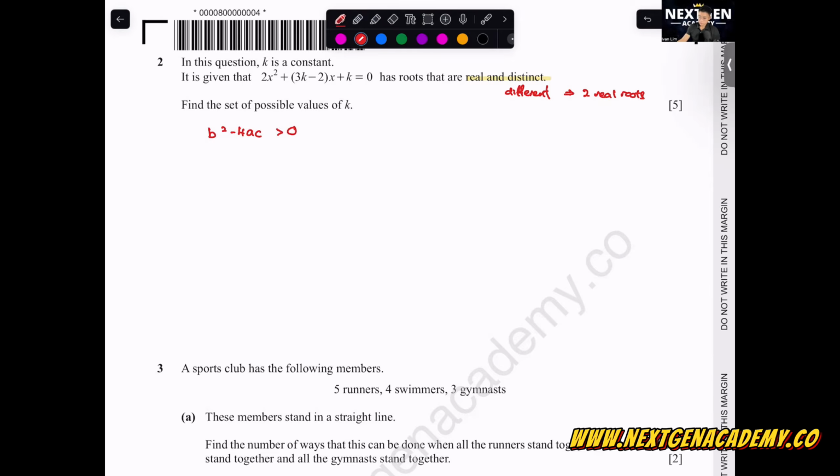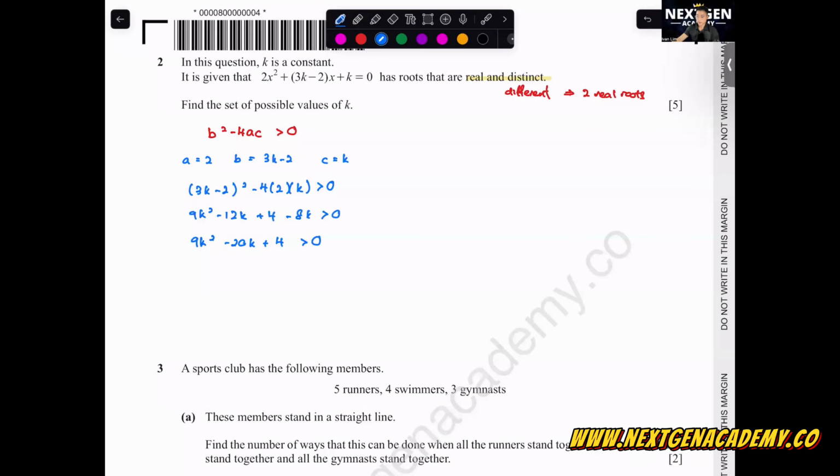So what is your a, b, and c? a equals 2, b equals 3k minus 2, c equals k. We're going to sub into b squared minus 4ac more than 0. So here will be (3k minus 2) squared minus 4 times 2 times k more than 0. 9k squared minus 12k plus 4 minus 8k more than 0. Simplify: 9k squared minus 20k plus 4 more than 0.